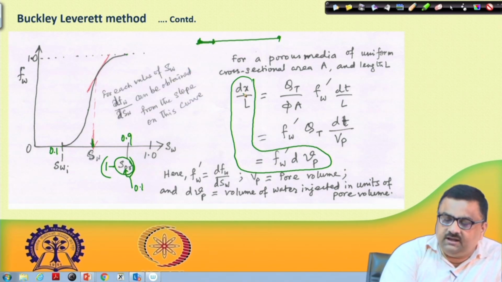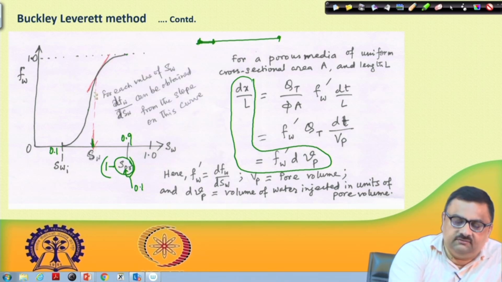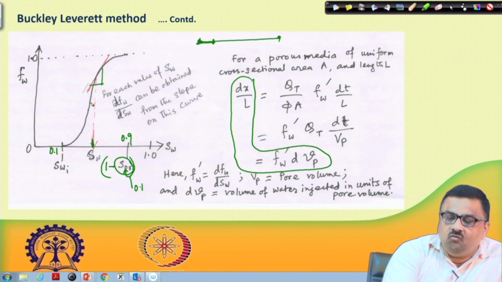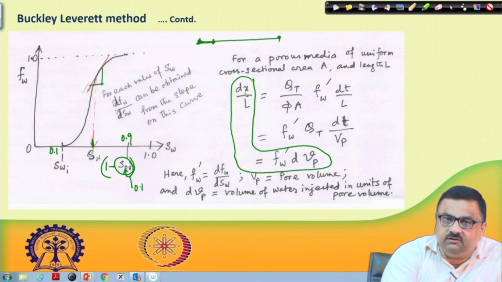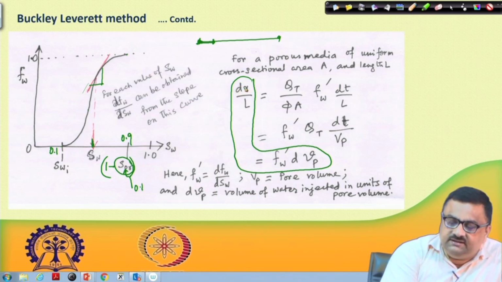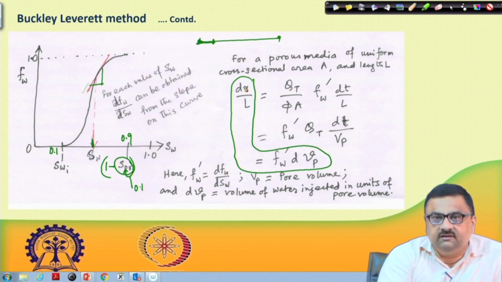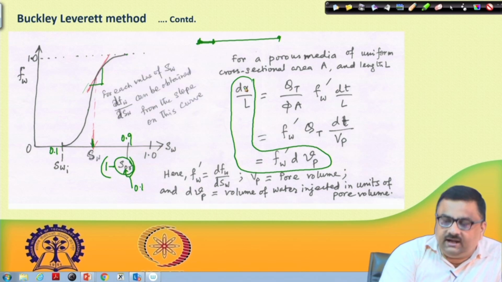That dx by L would be given by that, for that particular saturation packet: what is the Fw prime value, that means the slope of this line. For this displacement to happen, you must have injected some amount of water or some amount of wetting phase from the left end, at the inlet, and that amount here is dVp. So, you have injected dVp.